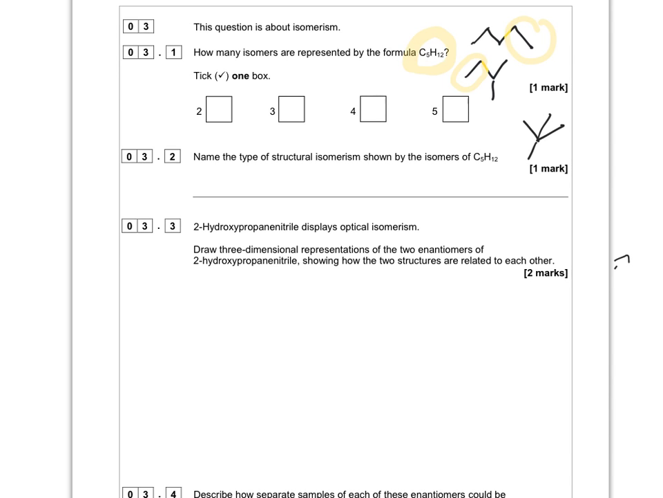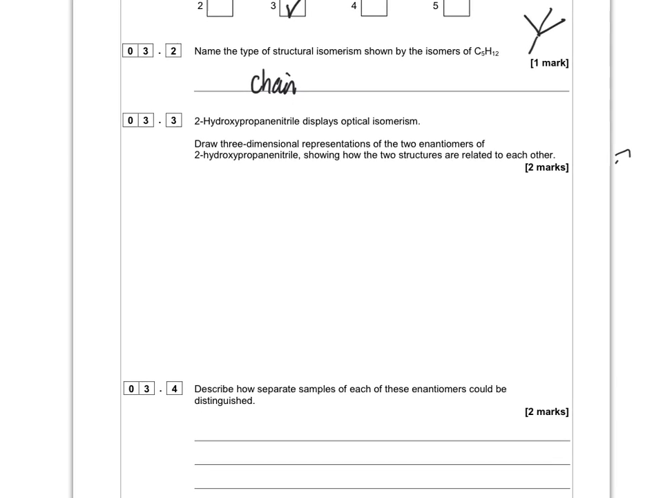You can't do any more branching, and therefore the number of isomers must be 3, and these are chain isomers. That was some easy peasy AS chemistry. Now let's move on to the next part of the question.